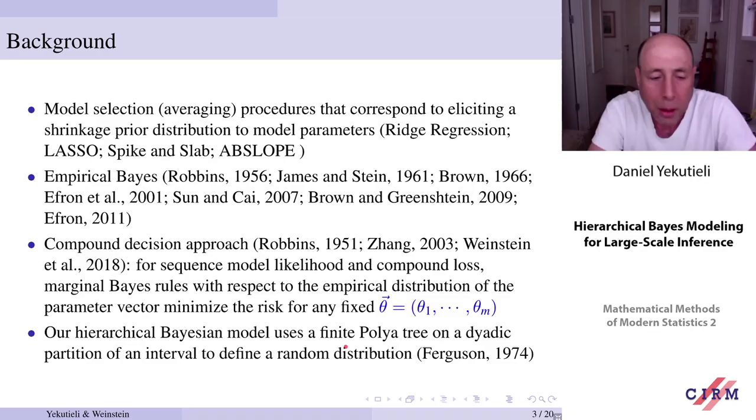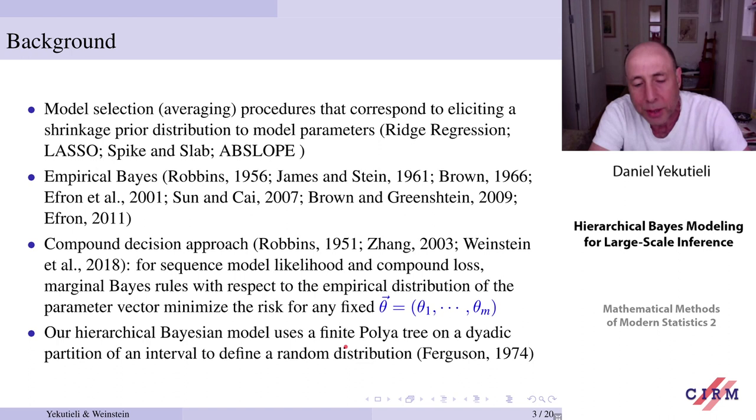What is this compound decision approach? What Robbins showed is that for this particular sequence model, the marginal Bayes rules with respect to the empirical distribution of the parameter vector minimize the risk for any fixed unknown parameter value.